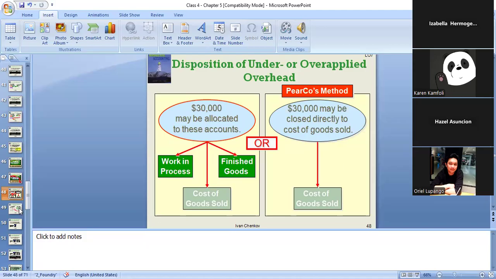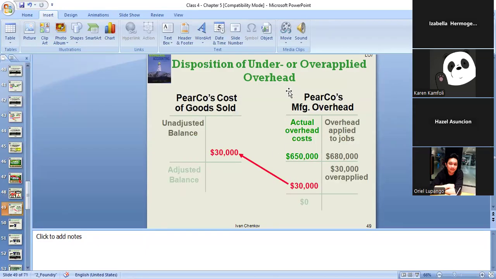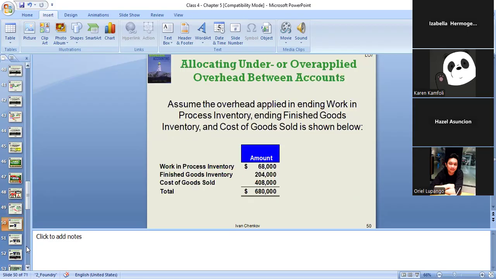How are we going to do the proportional? Let's first do the simple one. Let's do first the allocation directly to the cost of goods sold. Since we over applied, now we have to reduce the cost of goods sold. How are we going to reduce it? By crediting cost of goods sold and debiting the manufacturing overhead account. And then we're going to get rid of that.